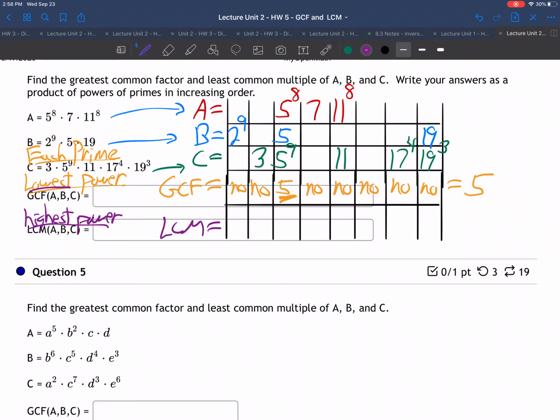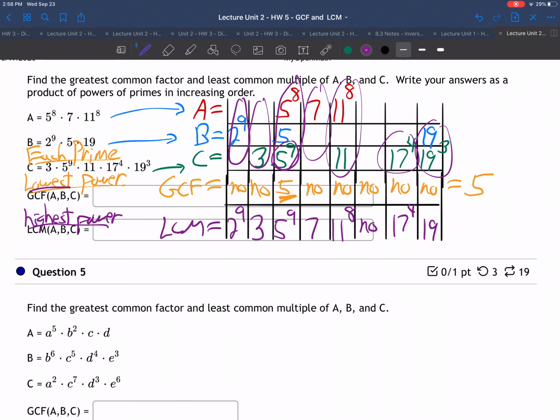All right, so when it comes to the 2's, what's the highest power? Well, 2 to the 9th. When it comes to the 3, the highest power is a 3. When it comes to the 5, what's the highest power? Well, it's that 5 to the 9th right there, isn't it? When it comes to the 7, it's just a single 7. 11's, it's 11 to the 8th. When it comes to the 13, there's none. When it comes to the 17's, it's 17 to the 4th. And the 19's, the highest power is 19 to the 3rd.